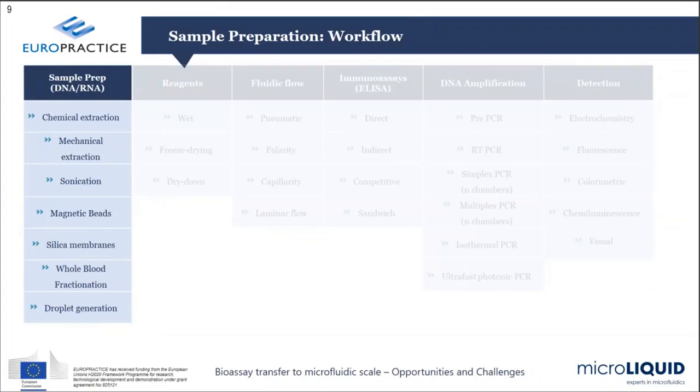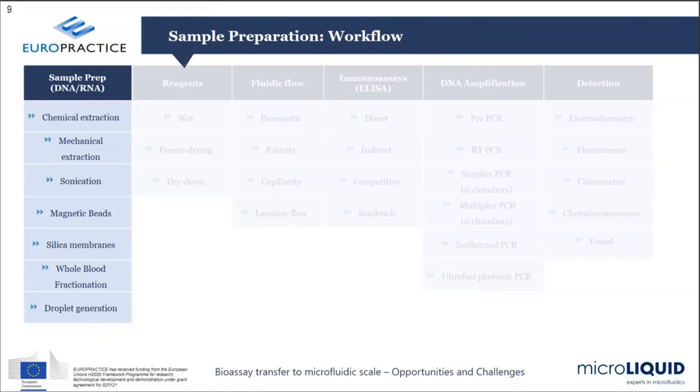Also, you can use silicon membranes where your sample goes through and then directly catches your target of interest, or you can use a fractionation of the whole blood, in case blood is your sample, in order to, again, pick up your target of interest, or generate droplets which are catching specifically your targets, and also generating inside of the droplet the different reagents in order to perform the reaction.